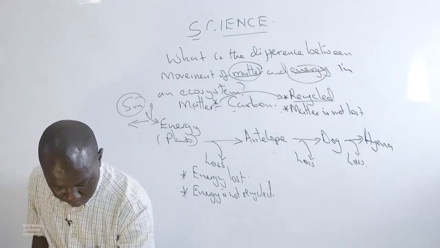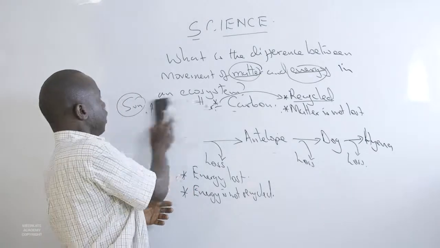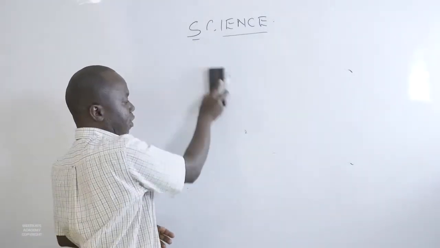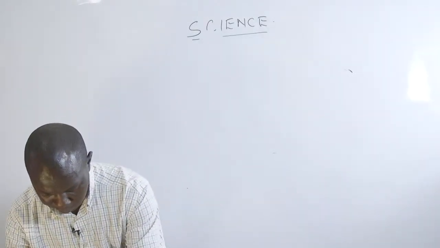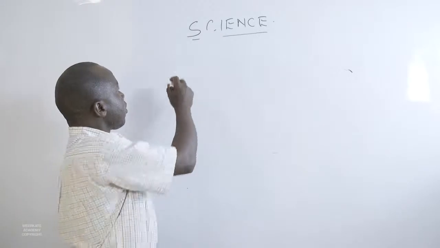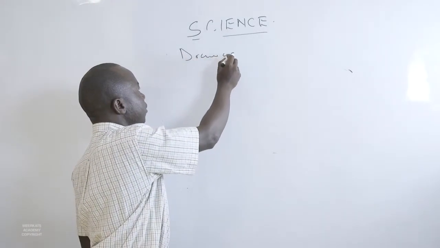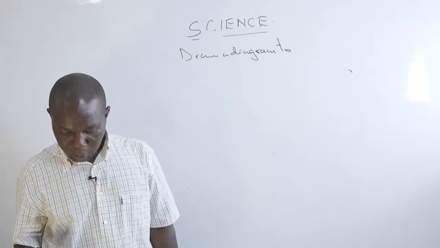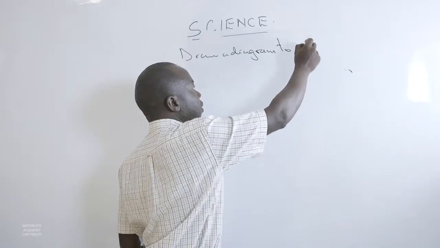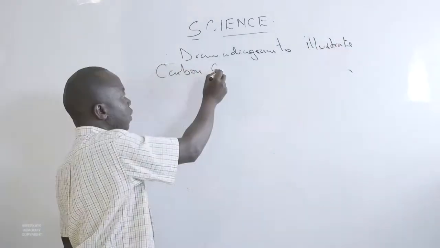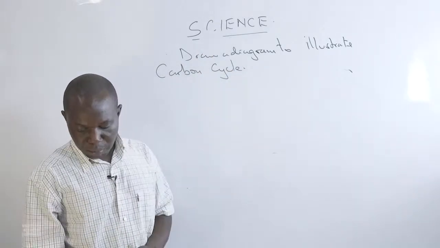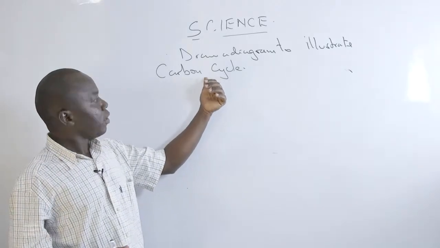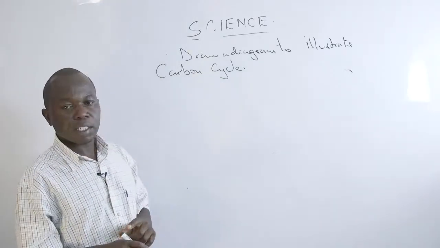Then the last bit of our cues: if we can remember this, then it becomes very easy. Draw a diagram to illustrate the carbon cycle. Now, for us to get it properly, we have to understand the form in which carbon exists in the atmosphere.